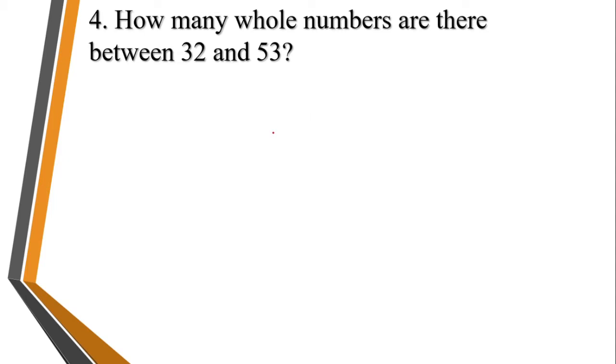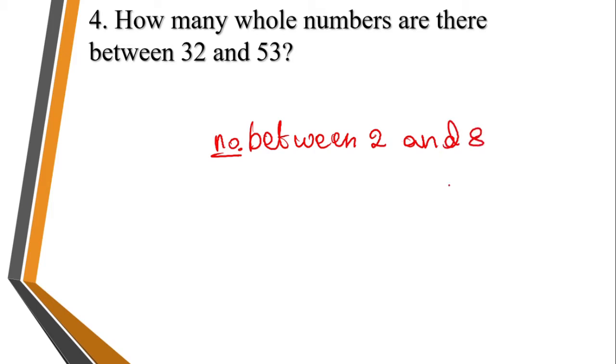Now if you want to find the numbers between 2 and 8. So first, to find the numbers which are between 2 and 8, first we should subtract the numbers and then for the difference we should do minus 1. Now 8 minus 2 is 6, right? And 6 minus 1 is 5. So 5 numbers are there between 2 and 8.